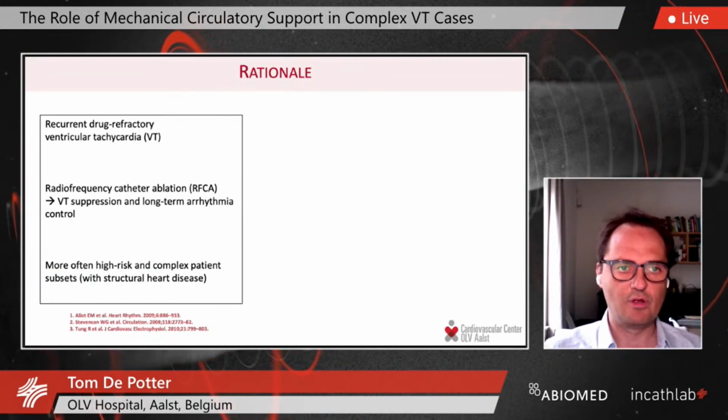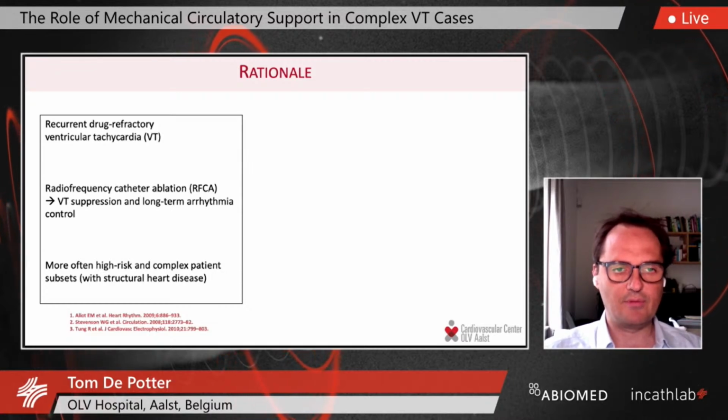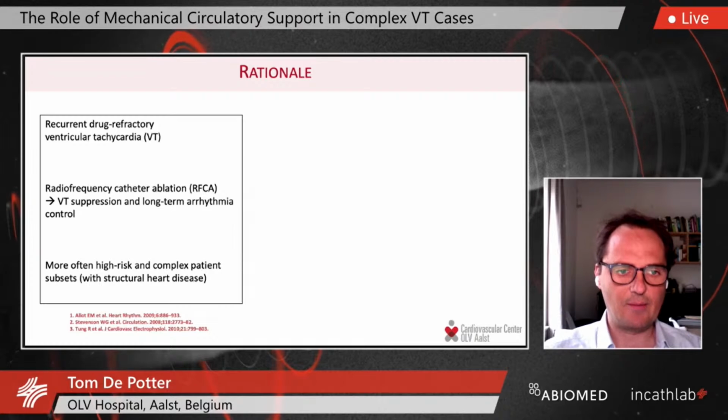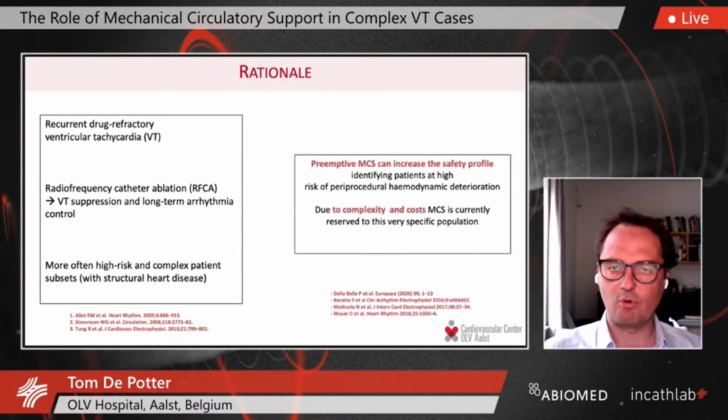So the rationale for support is, of course, that on one hand, you have the problem of recurrent drug refractory ventricular tachycardia, for which clearly established evidence shows that RF ablation is capable of providing VT suppression and long-term arrhythmia control, as identified in multiple randomized trials. But obviously, these patients are often high-risk patients, are complex patients with structural heart disease, with a strong set of comorbidities that make these procedures challenging.